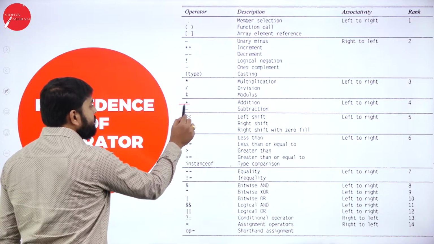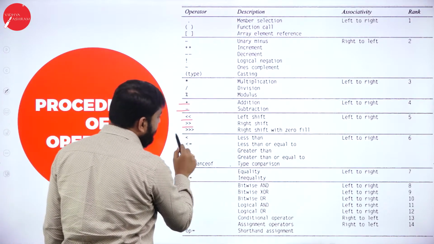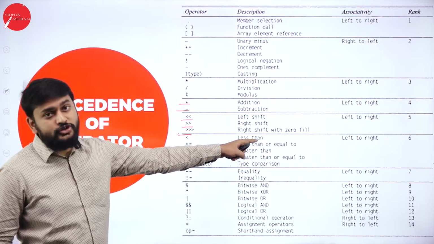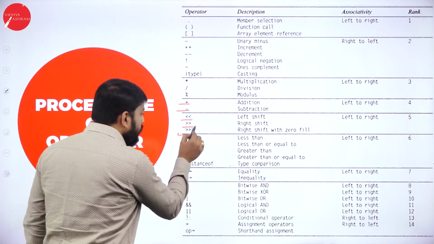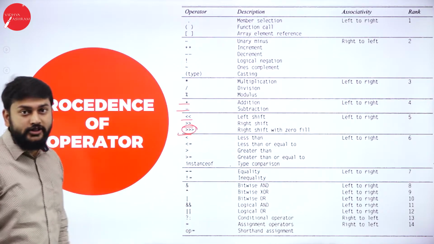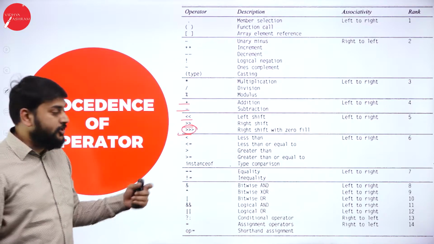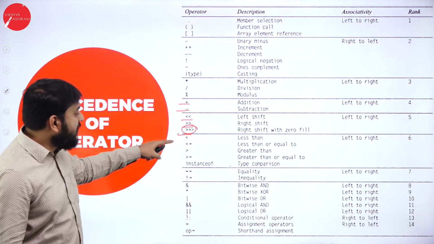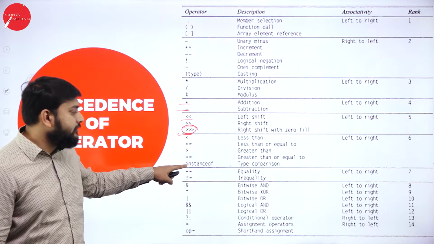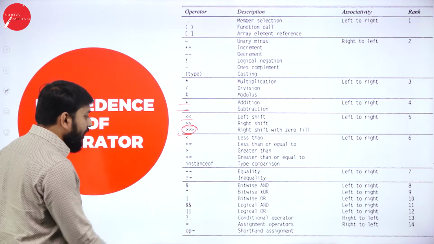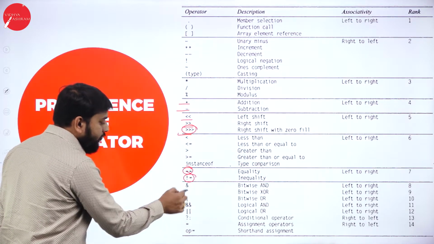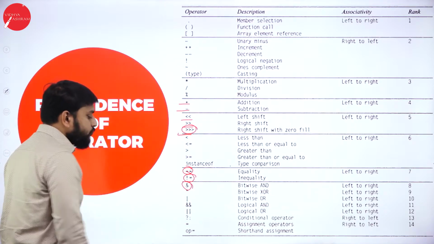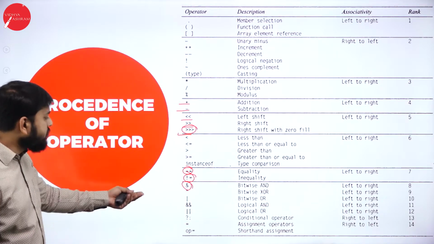You have addition, subtraction, left shift, right shift. You also have right shift with zero fill, which is a new operator that we have introduced in Java. That's what you need to remember. In the previous session, I have told you. And also you have less than, less than or equal to, greater than, greater than or equal to, instanceof. In the same way, you have equality, equals to and not equals to, bitwise and, exclusive or, logical and, or.